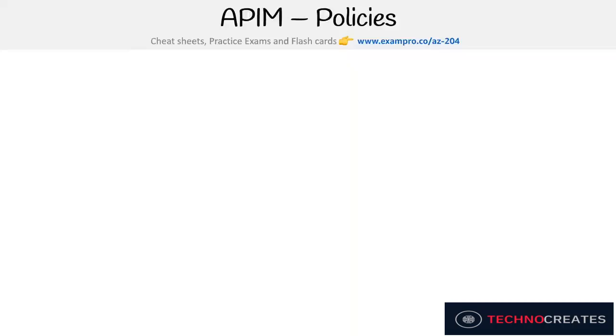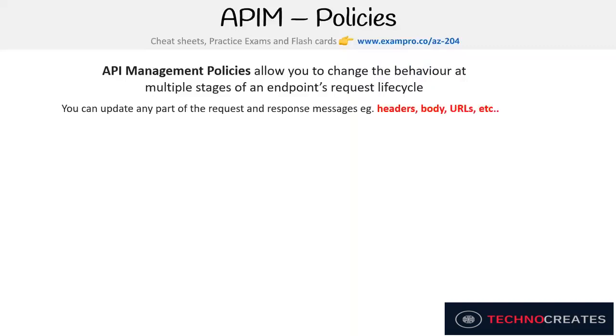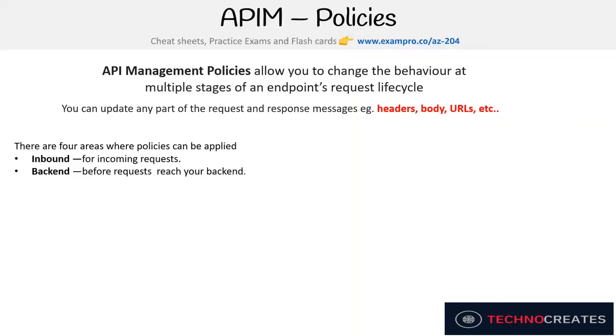All right, let's take a look here at policies for APIM. So API management policies allow you to change the behavior in multiple stages of your endpoint's request lifecycle. You can update any part of the request response message, such as the headers, bodies, URLs. And there are 4 areas where policies can be applied. We have inbound for incoming requests, backend before requests reach your backend, outbound before sending responses back to the client, and error when a request encounters an error.